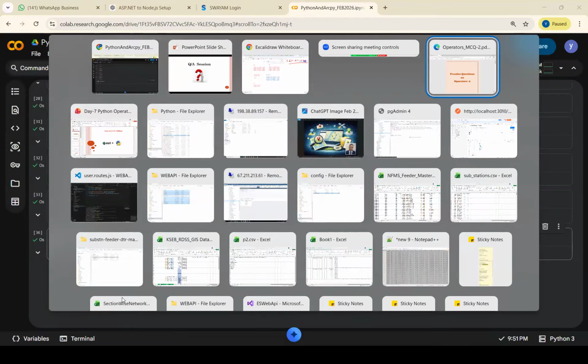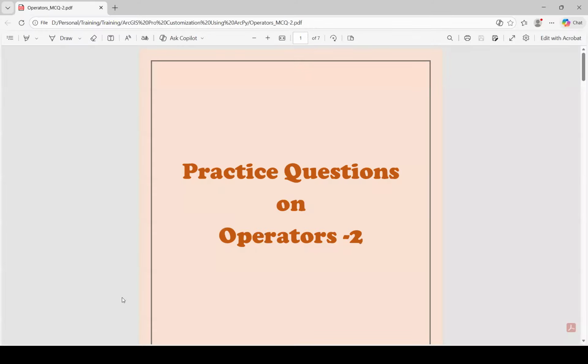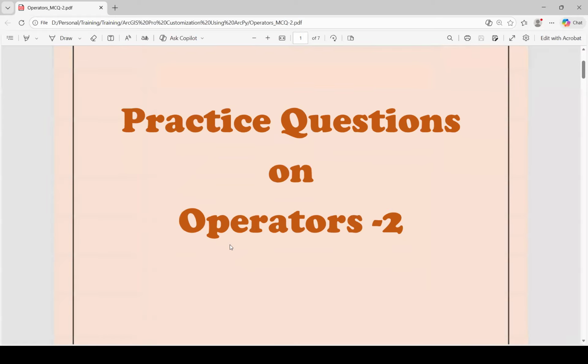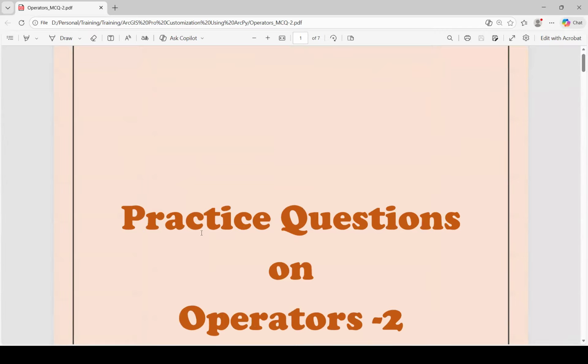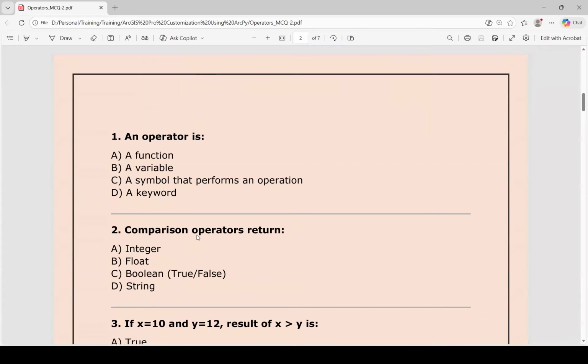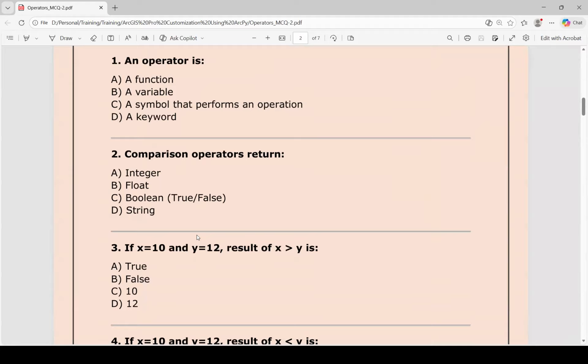Now we'll see some questions. This paper is also related to the operators only. An operator is, what is the answer? A symbol that performs operation.